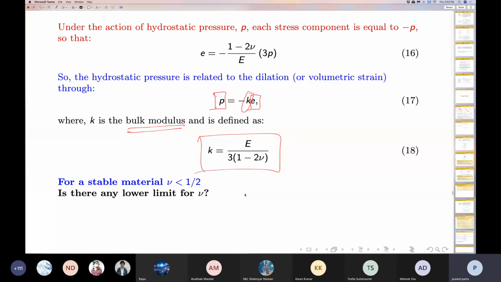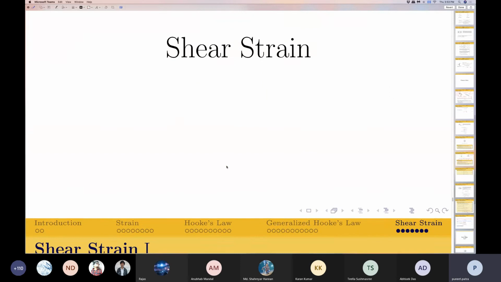Because if nu becomes equal to half, you would have a situation where K is equal to infinity. That is, the body is not going to compress no matter how much compressive pressure you are applying. It is not going to show a reduction in volume. On the other hand, if nu is greater than half, the bulk modulus becomes negative, and what it would imply is that if you are applying compressive pressure on the body, the volume is increasing. That is again a very unphysical situation. So nu equal to half defines the upper limit of Poisson's ratio.